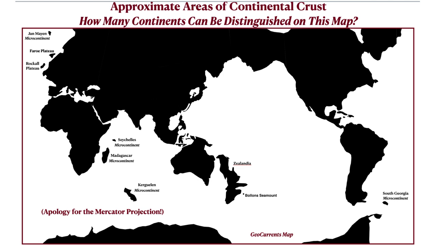Madagascar would be the most prominent one. Most of these are mostly submerged. The Seychelles microcontinent, we have a scattering of Seychelles islands, but most of that's submerged. Kerguelen is a large island in the South Indian Ocean, but it's part of a much larger microcontinent, and so on.